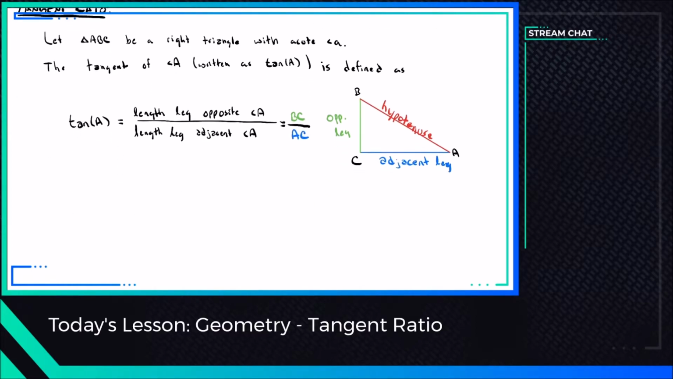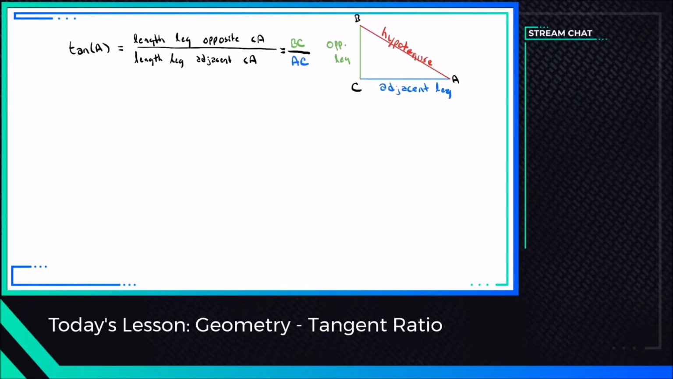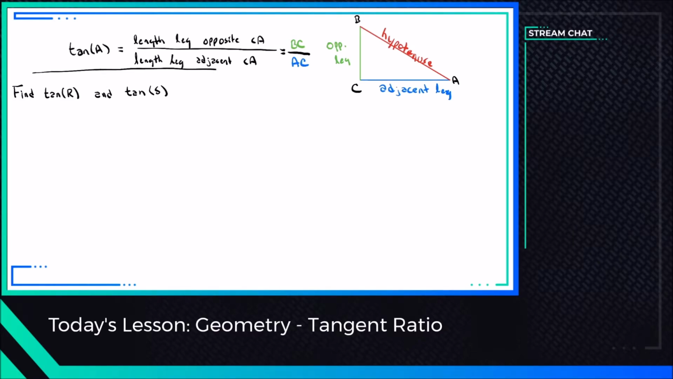So I'm going to leave this tangent ratio right there, right? Because the first part of it was just a bunch of hoopla. And we're going to go ahead and find the tangent of a couple of angles now. So in this example, we're going to want to find the tangent of angle R and the tangent of angle S. And we're going to round these to 4 decimal places.